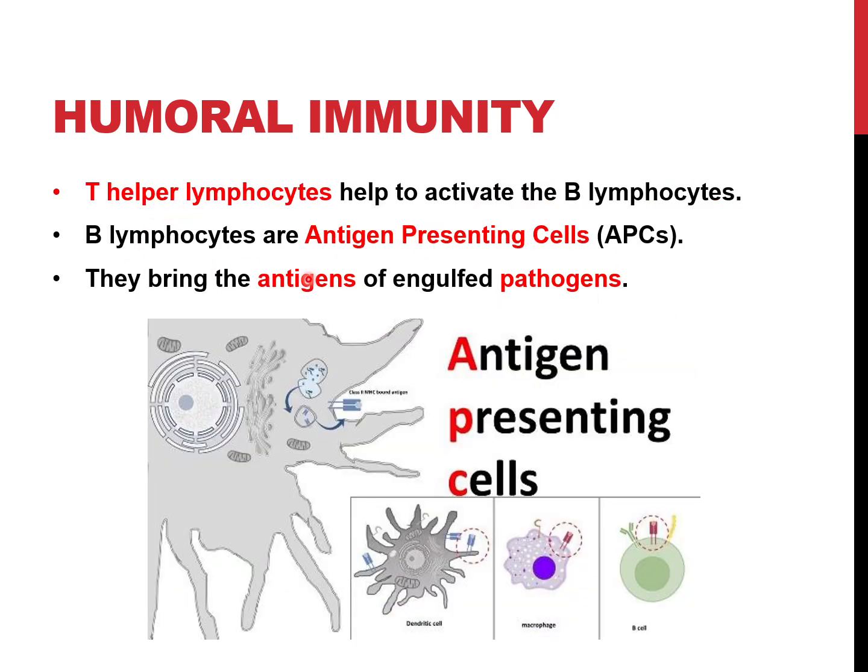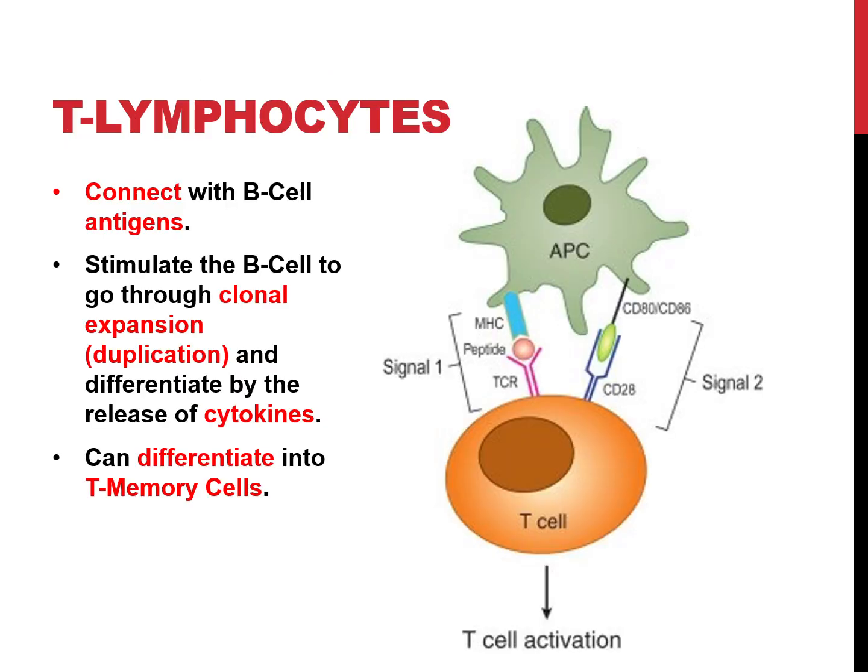T helper lymphocytes are also involved. They need to be the ones to activate the B lymphocytes. Obviously, that's going to happen in the lymph nodes, which is where these two cells will find each other. So we have T lymphocytes here. These T helper cells allow the APC here to be activated. So we have the MHC2 marker, which is displaying the foreign antigen.